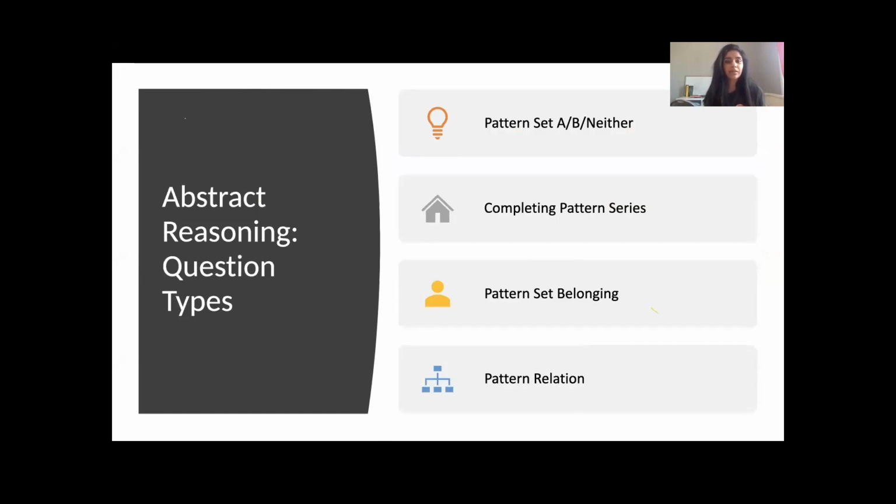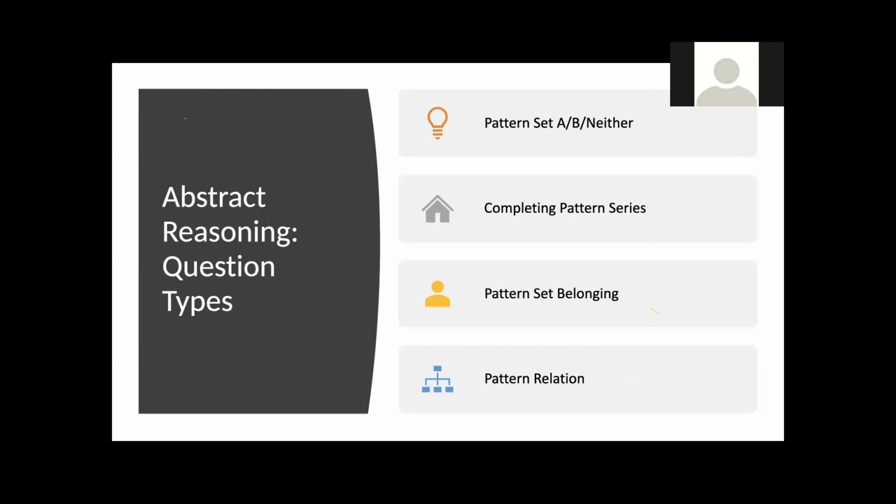So if we go on to the different types of questions, you'll have pattern or set A, set B, or neither questions. And the pattern set belonging questions are both very similar. You'll be given two patterns, so you'll be given set A and set B, which will both follow a similar pattern. And then you'll be asked to either decide whether the answer falls in set A or set B, or you'll be asked to pick whether the answer doesn't fall in either.